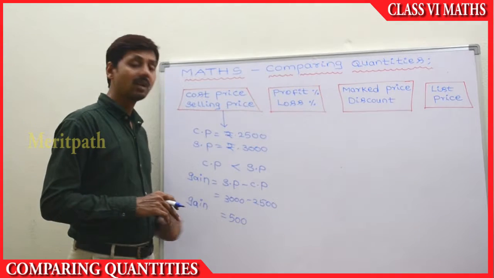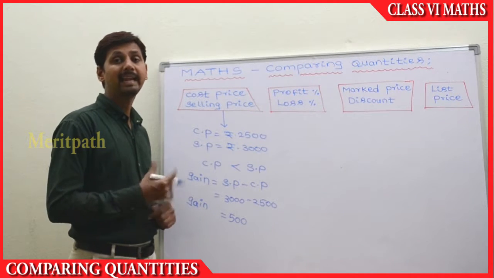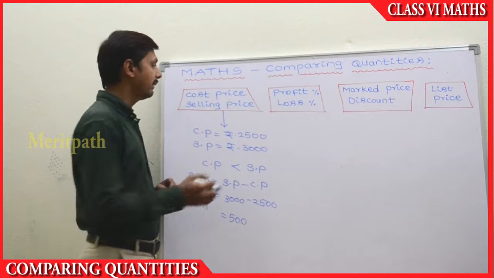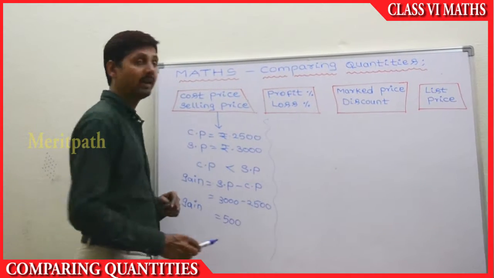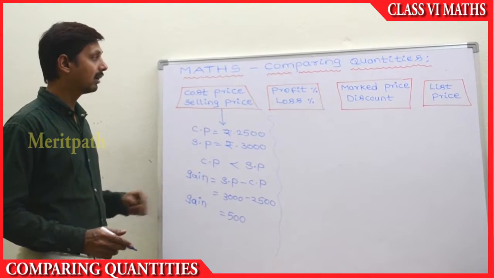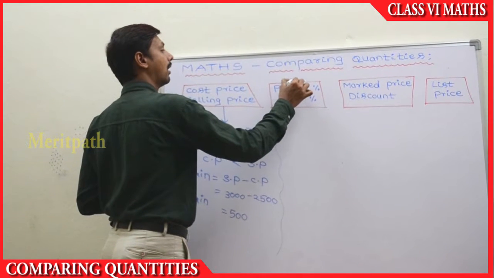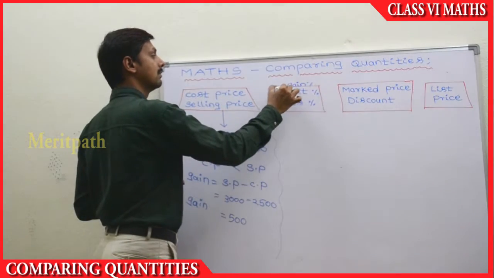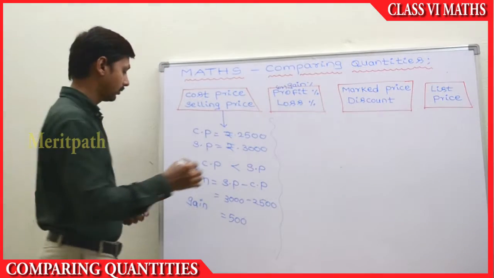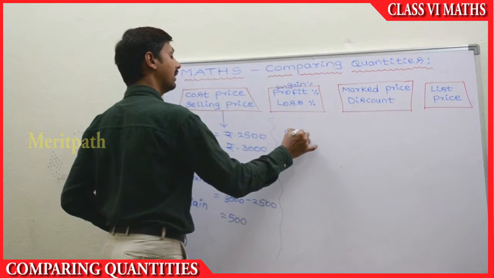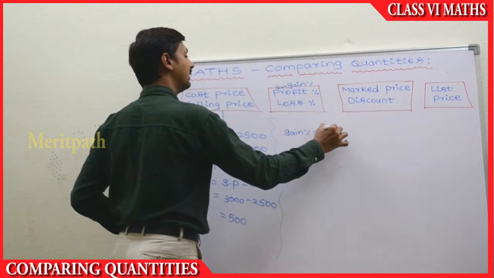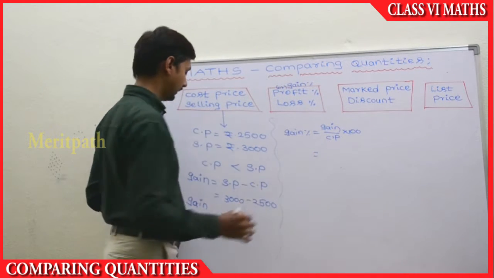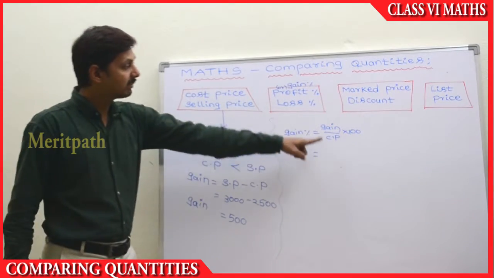After getting the loss or gain, we need to find the percentage for it. Let's find the profit percent for the same problem. Profit and gain are the same, so we can call it gain percent or profit percent. As we discussed earlier, gain percent is equal to gain by CP into 100.